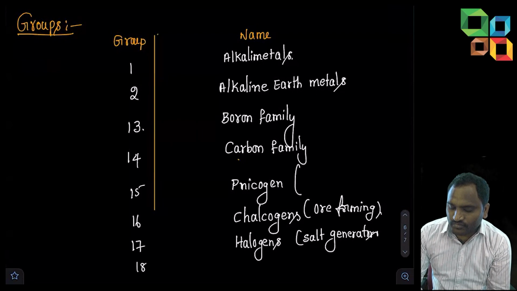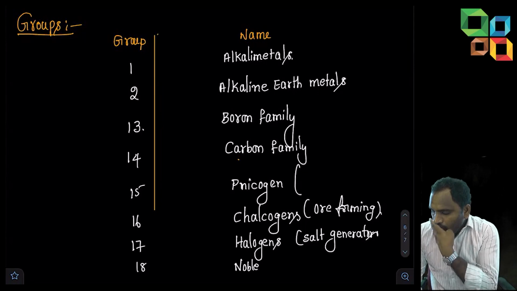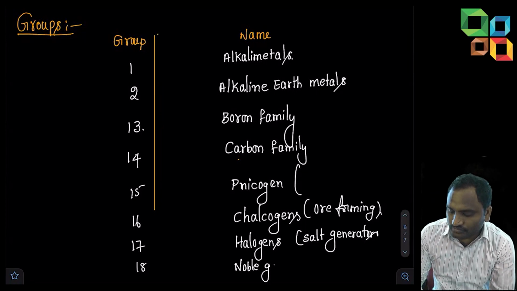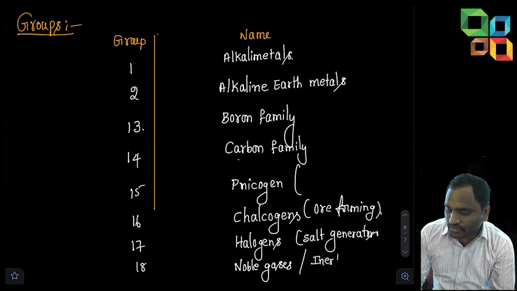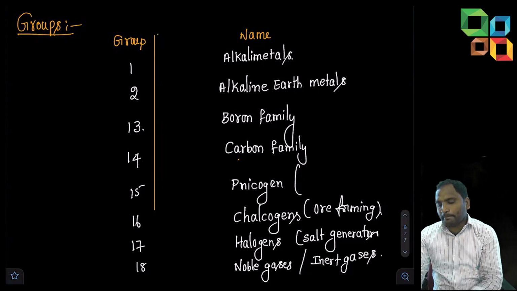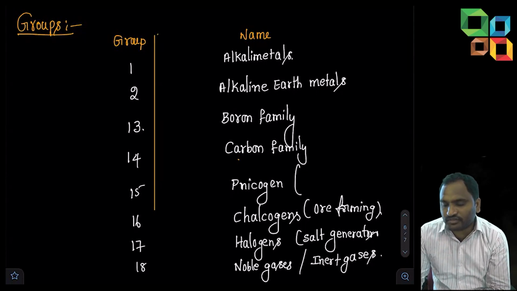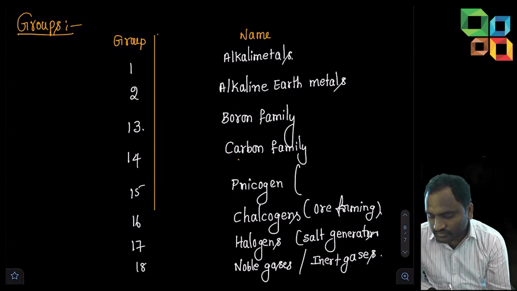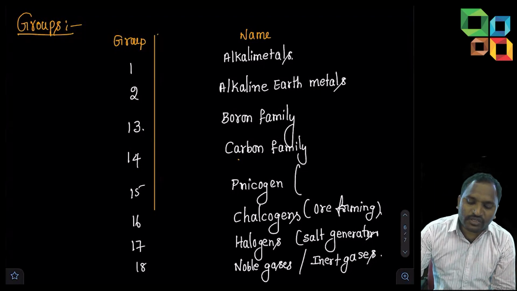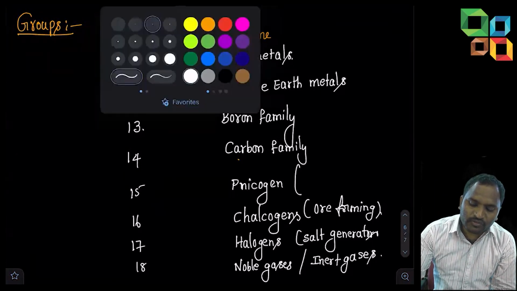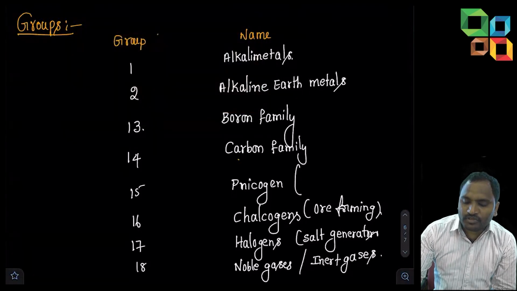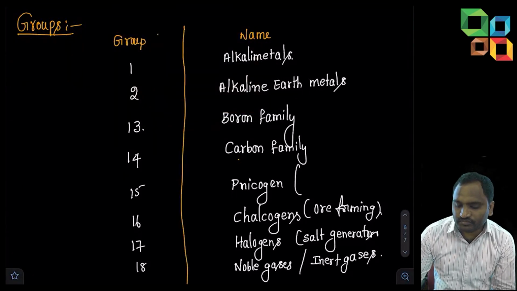18th group, noble gases, since they don't react with other elements. Inert gases, the chemical reactivity is very less. All these elements are gases only. They have stable electronic configuration, that is the reason they are not involved in chemical reaction except the few.